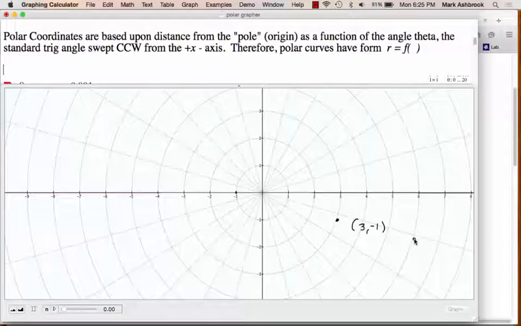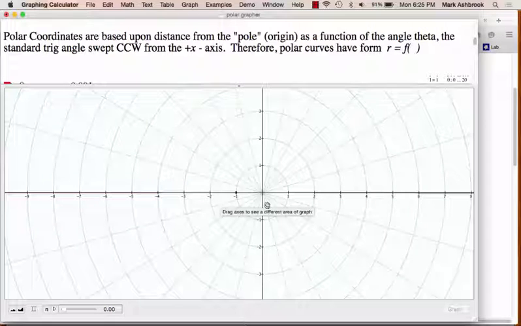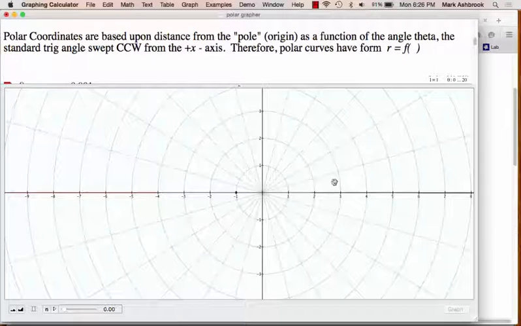You don't use a left and right and up and down approach anymore, an x and y approach, but instead it's based upon distance from the pole. The pole is the origin. So it's like you're looking down on the Earth, like the North Pole, or the South Pole, looking down on the Earth. The pole is the center, the origin, and the two things that you look at to locate points are how far you are from the pole.